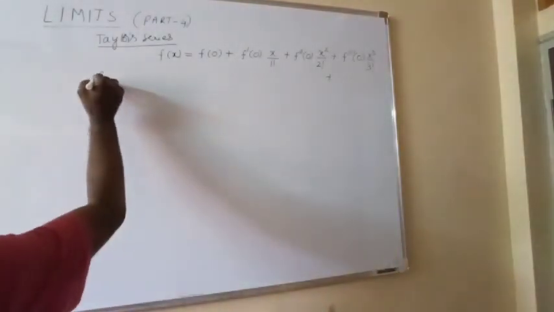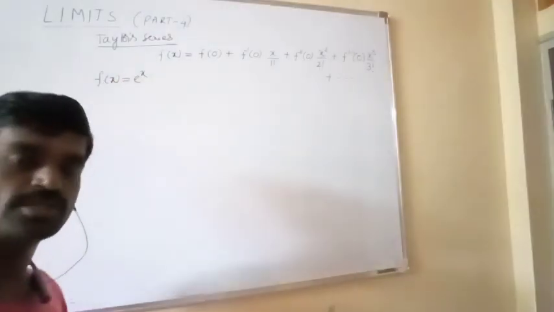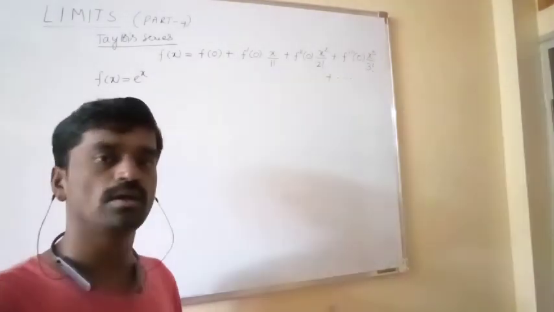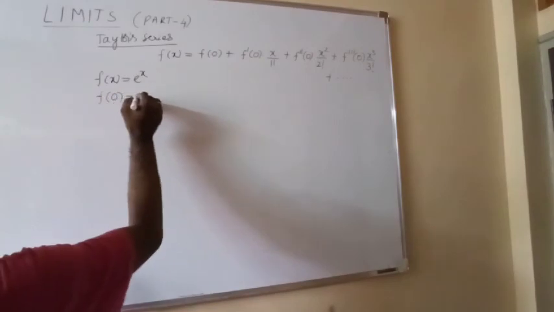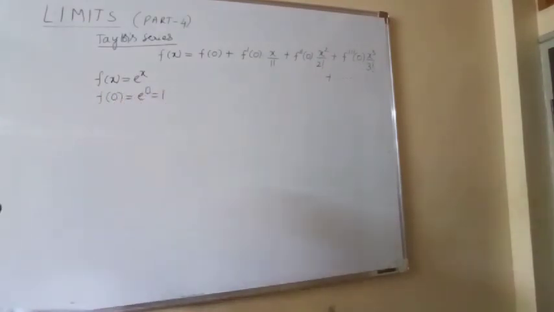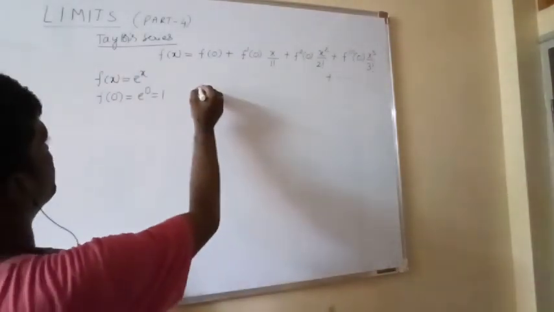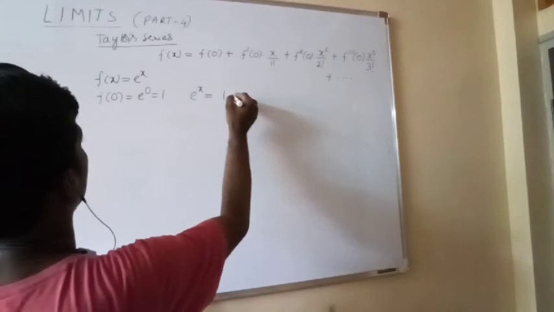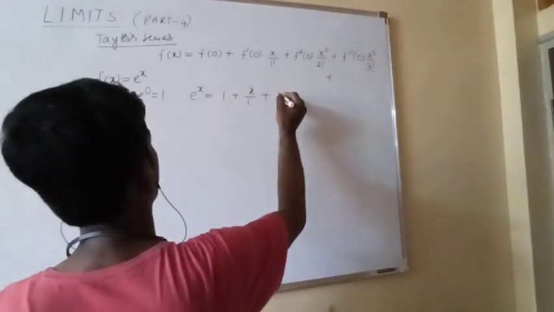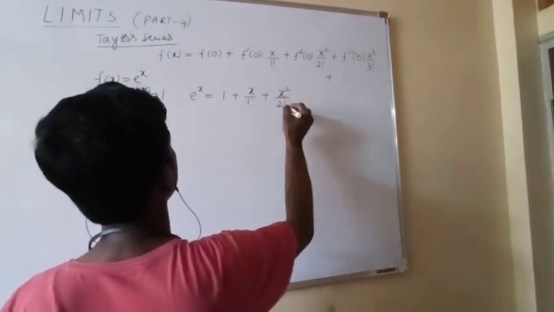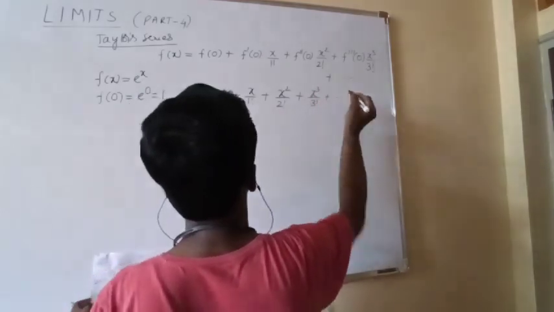So here if I take f of x equal to e power x, we know that f dash x, f double dash x, f triple dash x are all equal to e power x. Then f of 0, f dash of 0, f double dash of 0 are all equal to 1. Now if you substitute there, e power x is equal to f of 0, 1, plus f dash 0, 1 into x by 1 factorial, plus f double dash 0, again 1, x square by 2 factorial, plus f triple dash 0, again 1, x cube by 3 factorial, and so on.